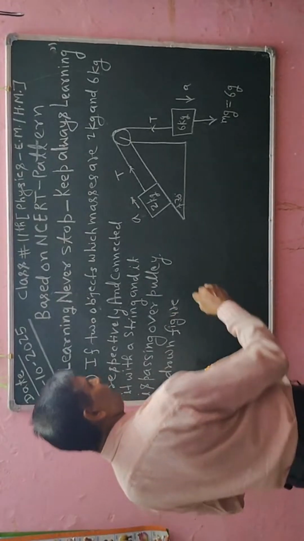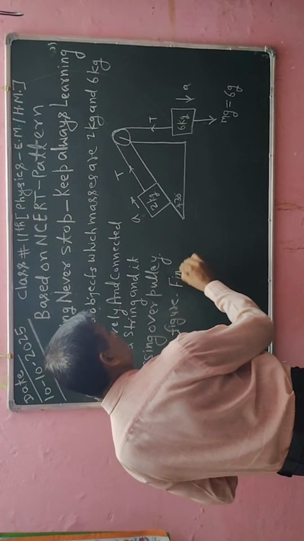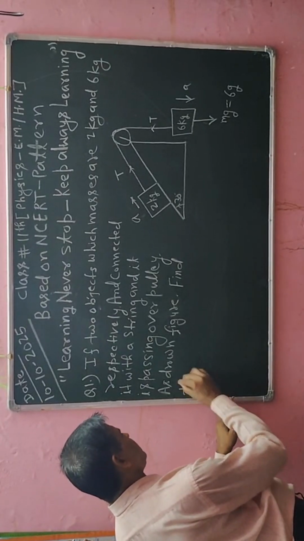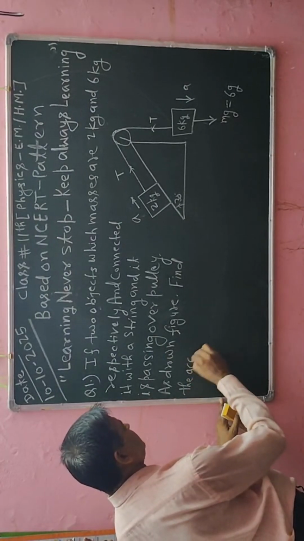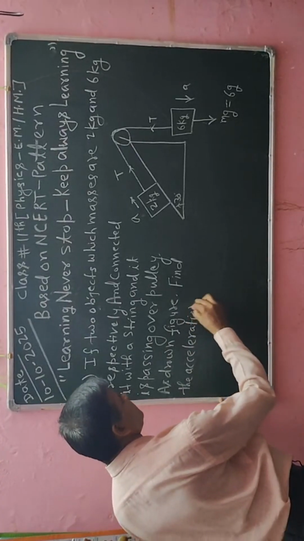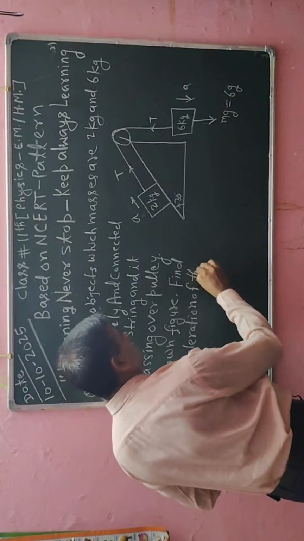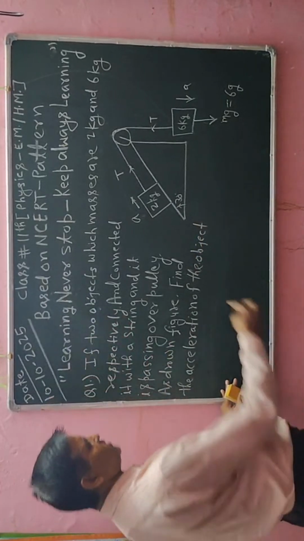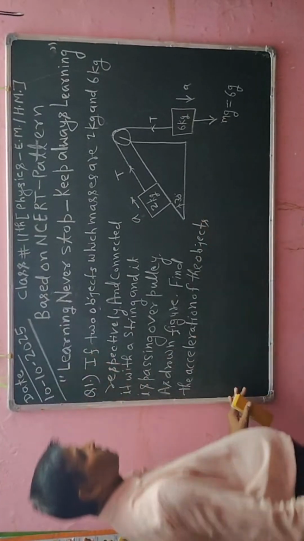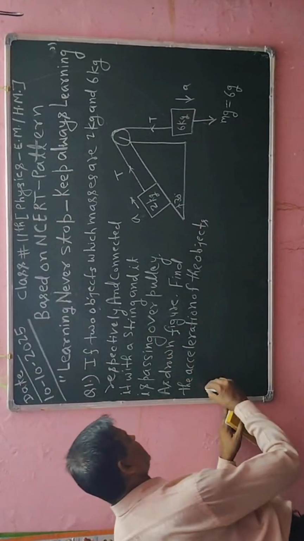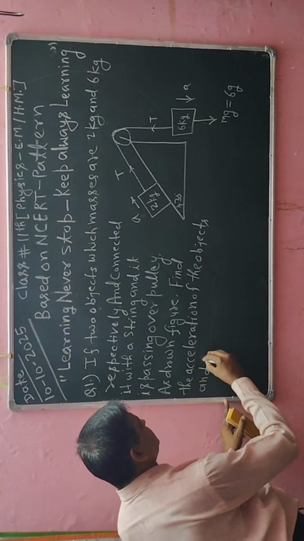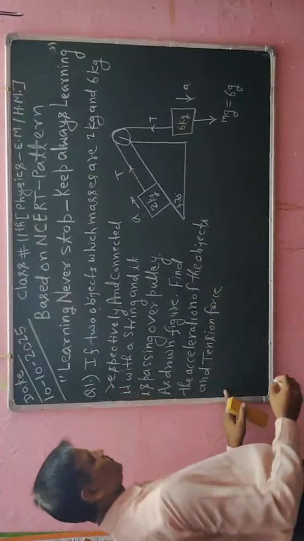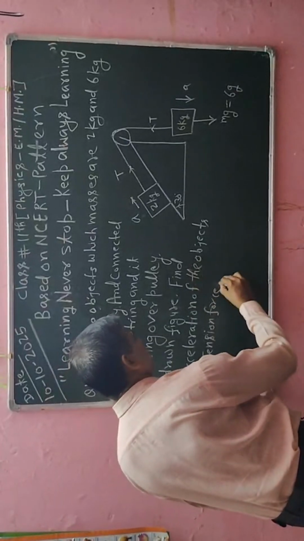As drawn in the figure. Okay, so find the acceleration of the objects, and also the tension force which is existing in the string.